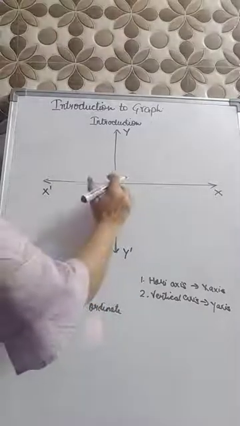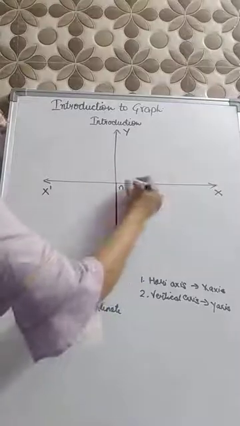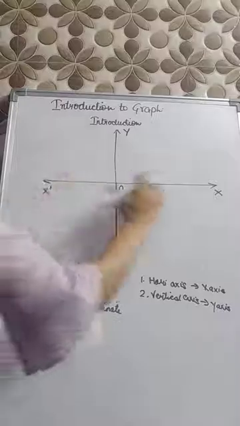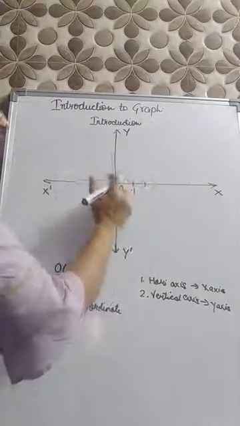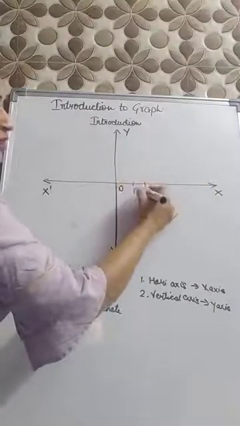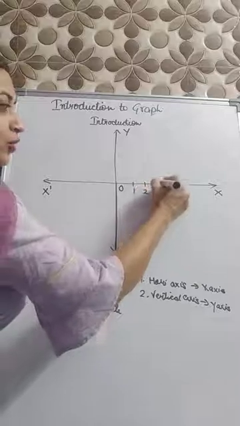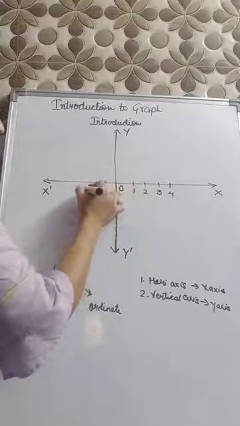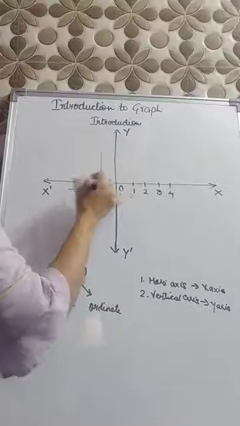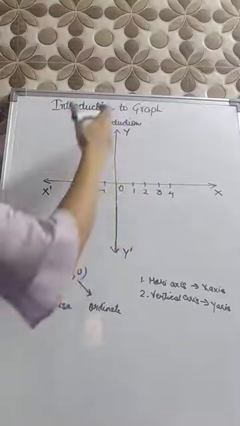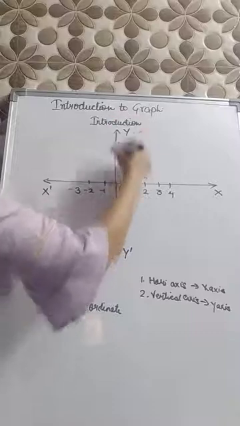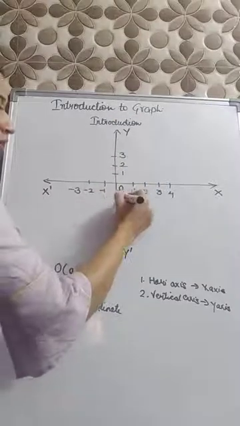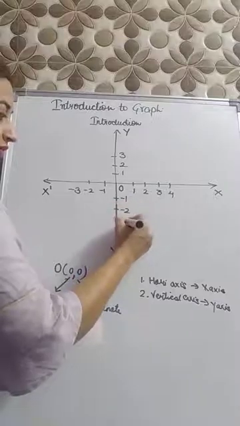Now, on the positive side of this x-axis, you have positive numbers, like you always draw on the number line. This is your number line. On the right side of origin, you will draw 1, 2, 3, 4, that are your positive numbers. On the left of this origin, you will mark -1, -2, your negative numbers. Similarly is the case for this y-axis. On the upward direction of the y-axis, you will draw positive numbers. On the downward direction, you will write negative numbers.